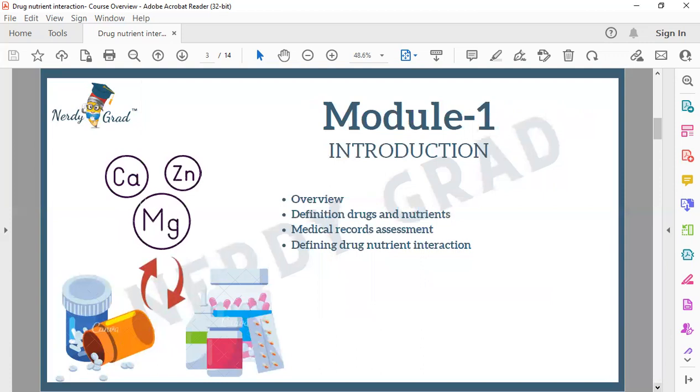Now let's go to module 1. Module 1 deals with the introduction. Introduction speaks about course overview. Course overview generally deals with the basic information we have about drug nutrient interaction and how we are going to elaborate and read about it. The second topic gives definition, drugs and nutrients. The third topic gives medical record assessment and how it is going to play an important role in recording drug nutrient interaction. And the fourth one is defining what is drug nutrient interaction and what we are going to learn about it.